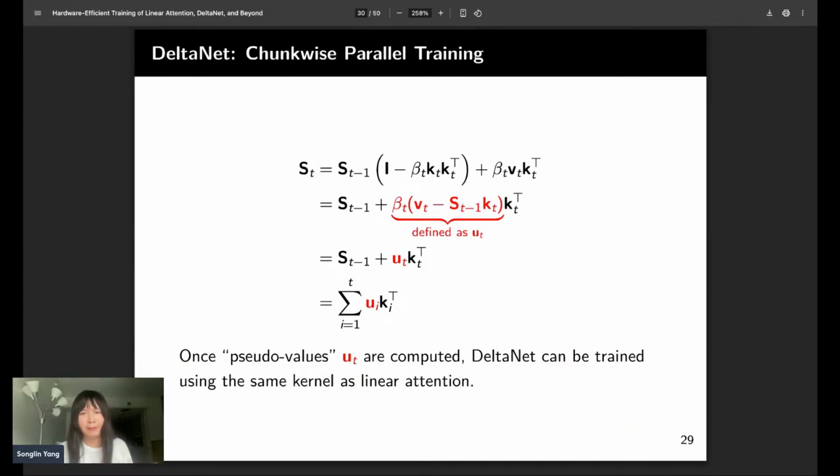And next, I'll be briefly discussing the parallel training of DeltaNet. So by rearranging DeltaNet's linear recurrence, we can obtain this form. I skipped several derivations. So this is the final linear recurrence form of DeltaNet. And we can also write it in a form that is very similar to the vanilla linear attention. And so here, as long as we can compute this U_t in a very efficient manner, then we can leverage the linear attention kernel as we discussed before for hardware-efficient training.